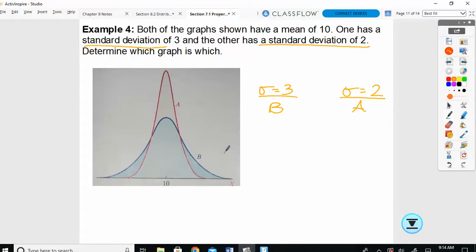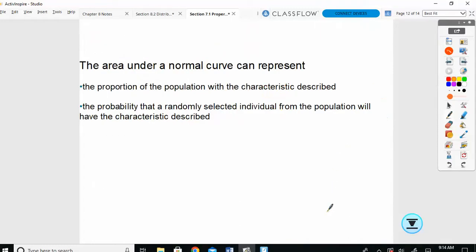So far, so good? Okay, this slide, you might put a star next to it. So there's a couple different ways we can interpret the area under the normal curve. And for some of your homework, I'm going to say, write the 2 ways you can interpret this. It'll probably show up on a test or quiz. You can think of it as a proportion or a probability.